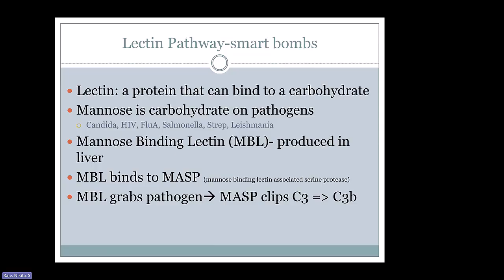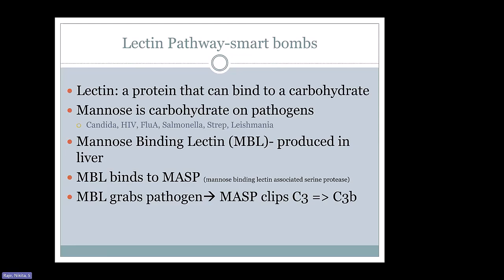So lectin is a protein that can bind to a carbohydrate. That's all it means. Mannose binding lectin means the protein can bind to the carbohydrate, which is mannose. And mannose is found on very specific pathogens like Candida, or some viruses like flu A, HIV, some bacteria like Salmonella, Strep, Leishmania. So mannose binding lectin is also, like alternative complement proteins, produced in the liver.